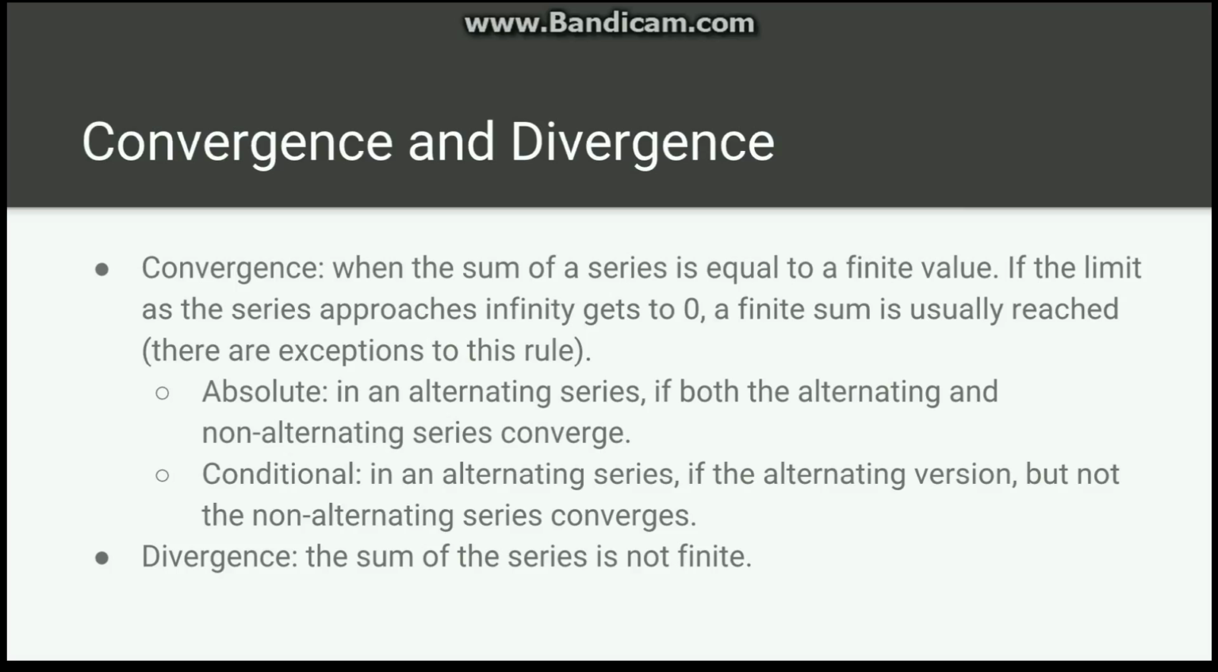When we talk about series, we have to find convergence and divergence. Convergence is when the sum of a series is equal to a finite value. If the limit as the series approaches infinity gets to 0, a finite sum is reached. However, there are exceptions to this rule. When we have alternating series, we have to specify absolute and conditional convergence. Absolute convergence is in an alternating series if both the alternating and non-alternating versions of that series converge. Conditional is where the alternating series, but not the non-alternating series, converges. Divergence is when the sum of a series is not finite.